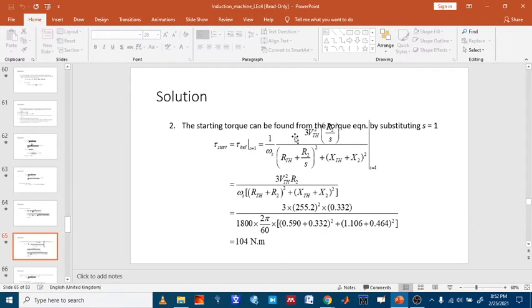The starting torque can be found from the torque equation by substituting s to be 1. You get it? Because at starting, rotor speed is 0. Therefore, the slip is 1, and you'll be left with this. So this is the starting torque, the general relation for the starting torque. You do the necessary substitution. You know everything: VTH, R2, RTH you'll be able to calculate, XTH you know them. So do your substitution and you get the starting torque to be this in Newton meter.